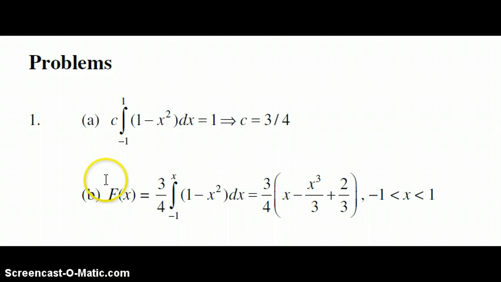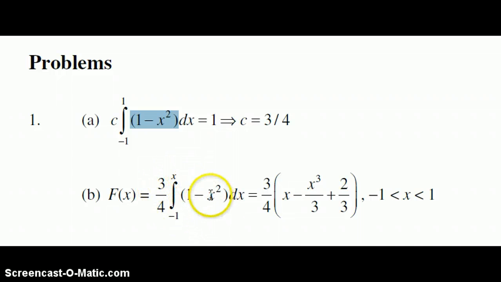So up until we get to -1, the CDF is just going to equal 0. F of x is just going to equal 0 because there has been no probability added, I guess you could say. Between -1 and 1, we have this function 1 minus x squared, and the 3/4 is being multiplied by it, of course. So we want to integrate that from -1 to x.